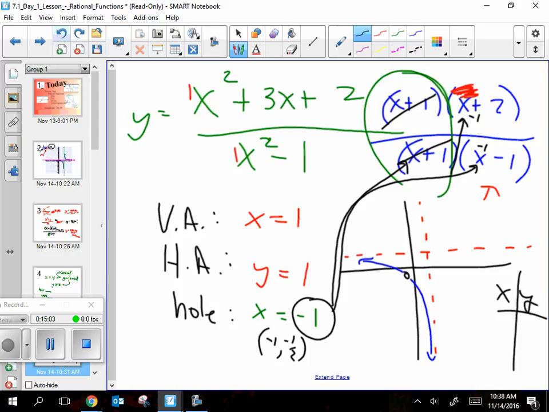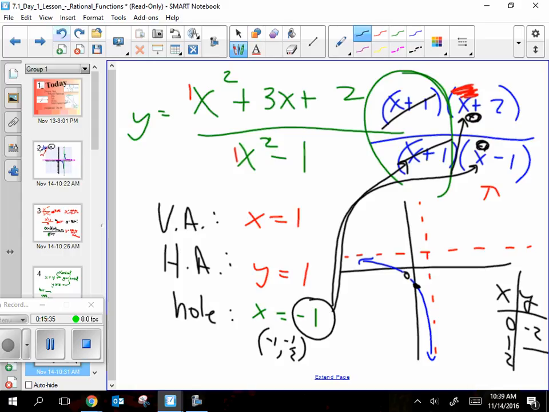If I stick in 0 into my function, I'm going to put in a 0 here and see what happens. I get 2 over -1, which is -2. So 0 gives me -2. That's there. That actually kind of works. All right, how about, what if I put in 1? Any predictions on what will happen? Crashes, because there's an asymptote there. So I'm going to put a line like that. Nothing happens at 1. Asymptote.